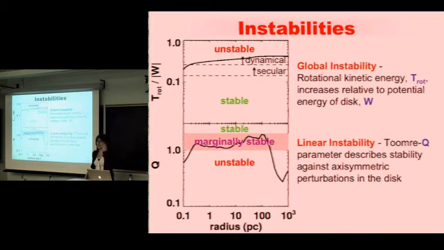And this region of marginal stability between Q of 1 and 2 refers to stability against non-axisymmetric perturbations as well. So in this region, you might be stable for axisymmetric perturbations, but not for non-axisymmetric. We find that our disk lies somewhere in between here. So it's sort of stable, sort of not, conveniently.